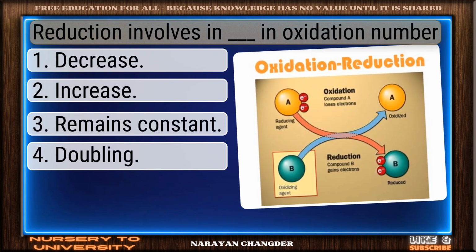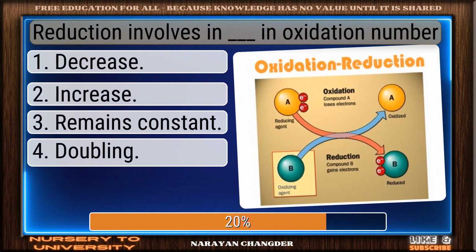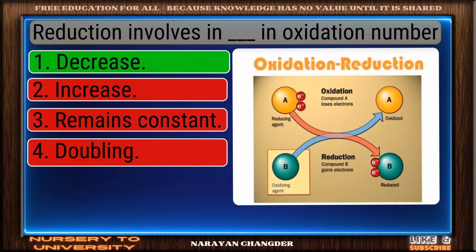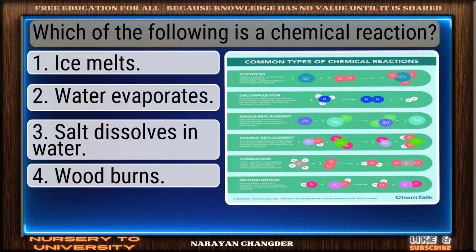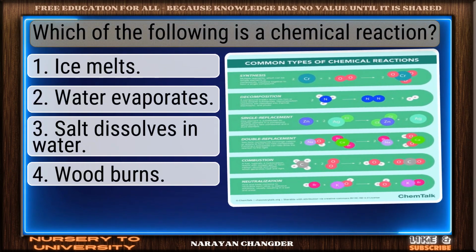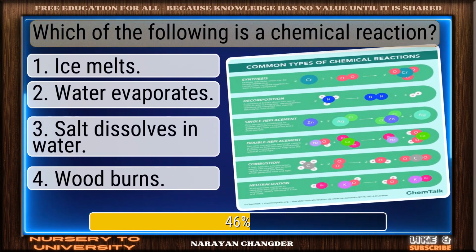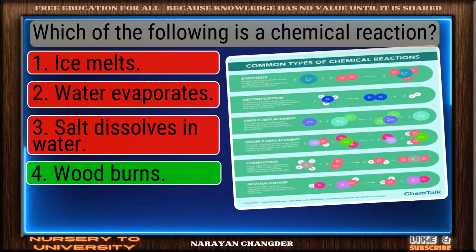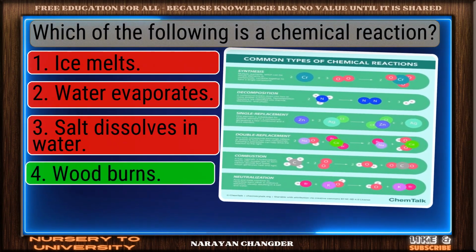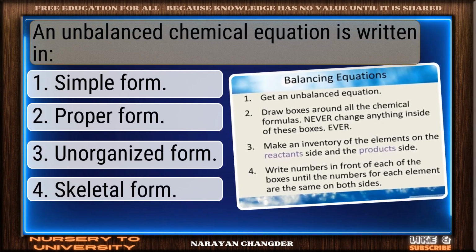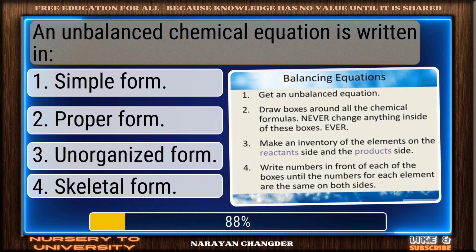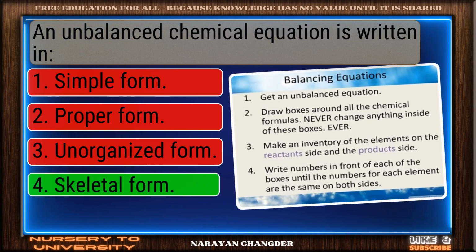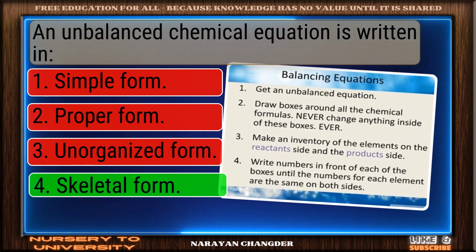Reduction involves dash in oxidation number. Smart move. Decrease is accurate answer. Which of the following is a chemical reaction? Exactly. Wood burns makes sense. An unbalanced chemical equation is written in. You chose skeletal form. Correct.